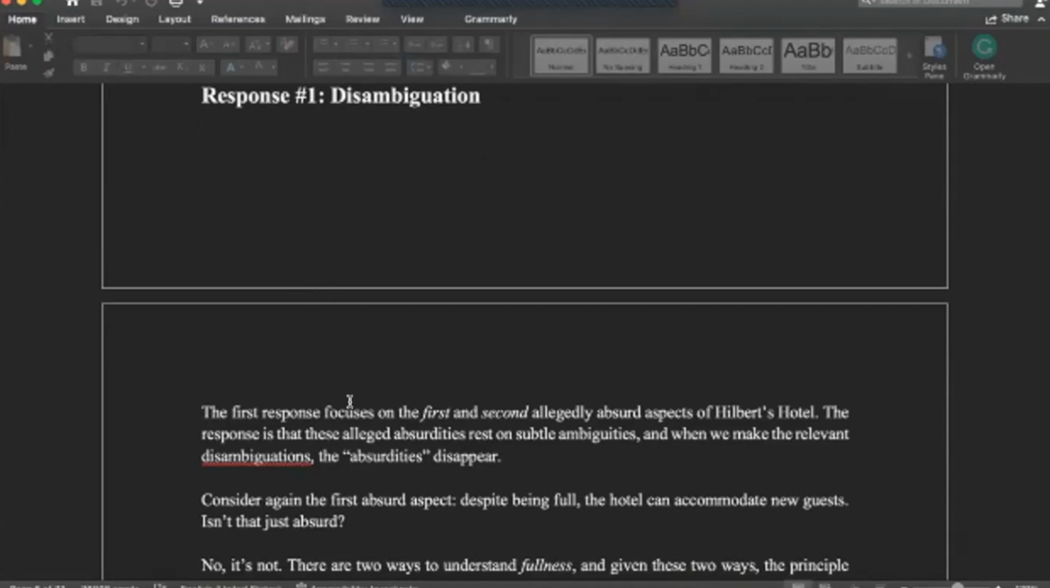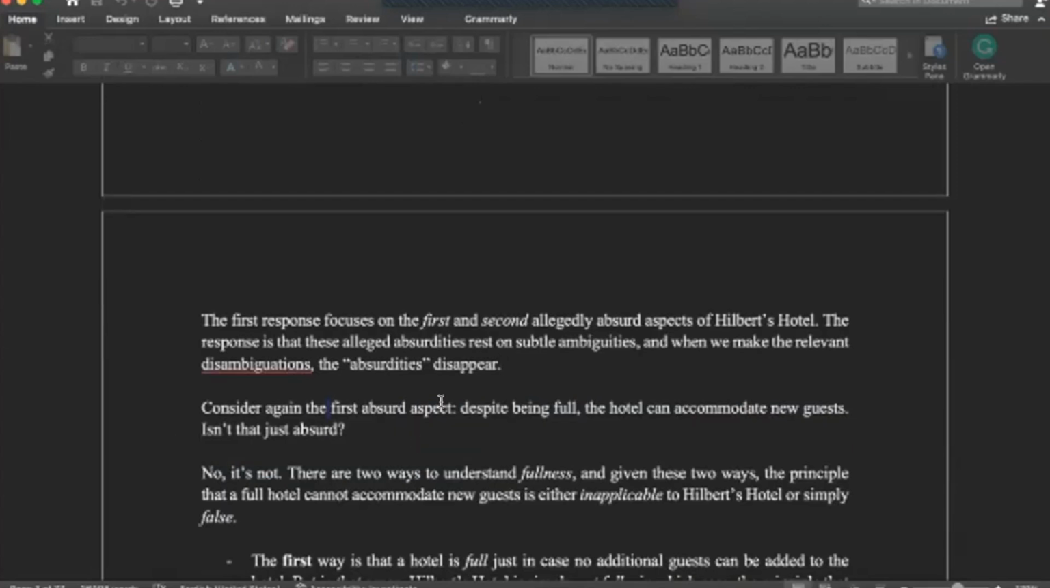Okay, so the first response from disambiguation focuses on the first and second allegedly absurd aspects of Hilbert's Hotel. The response is that these alleged absurdities rest on subtle ambiguities, and when we make the relevant disambiguations, the so-called absurdities disappear.